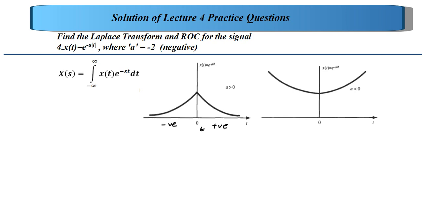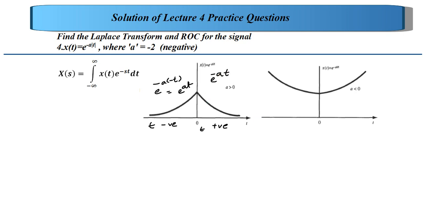So t is positive here and t is negative here, so you need to take two cases. Here it becomes e raised to minus a, and t you need to consider as positive, so e raised to minus at. Here t is taken as negative, so the function will be like this, and here you need to write e raised to at. Now we can see that this particular signal exists only from 0 to infinity.